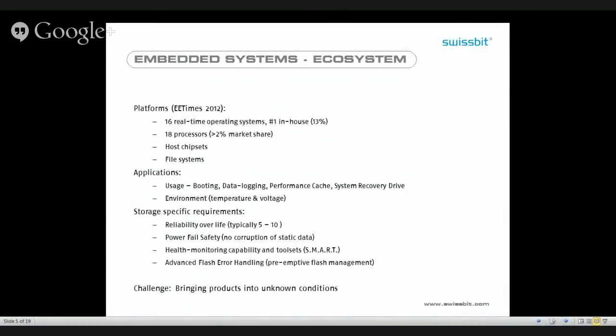So the specific storage requirements include reliability over a long life. There are power fail safety requirements. You can't lose data when you lose power. And also, customers want to know what the health monitoring capability and tool sets are, how you monitor the life of the drive over the usage. Also included is making sure of advanced flash error handling techniques. The key challenge here is bringing products for these types of applications, and most of the conditions are not always known.